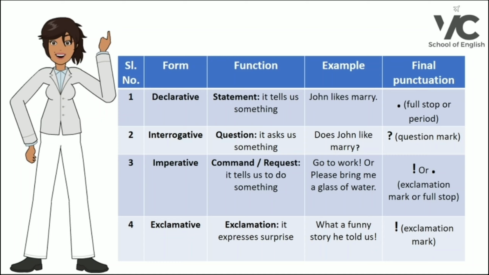The third category is imperative sentence. It tells us to do something. For example, go to work, or please bring me a glass of water. It ends with an exclamation or period. The last category of sentence is exclamative sentence. It expresses surprise or emotion. For instance, what a funny story he told us! This type of sentence ends with an exclamation sign.